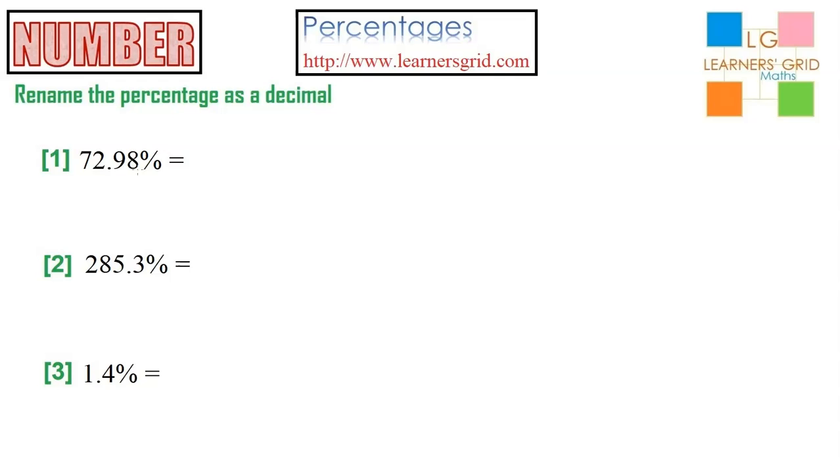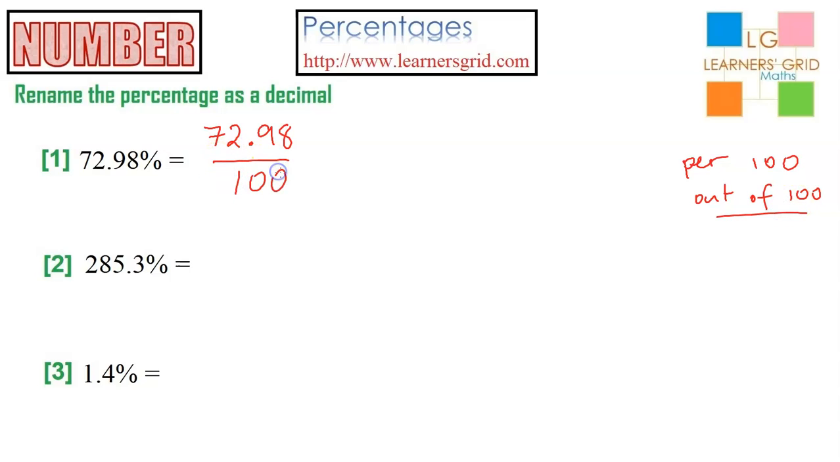So, first thing we want to do is just recall, of course, that percentage means per cent, or out of 100. And if you remember that, it helps a lot with understanding the process here, because I'm going to convert, first of all, 72.98% into a fractional form. So it looks like this, 72.98 out of 100, which is what percent means. Okay, now I'm nearly finished.